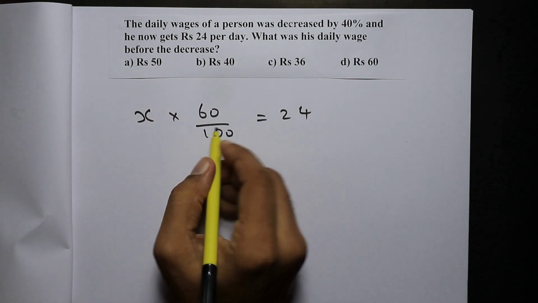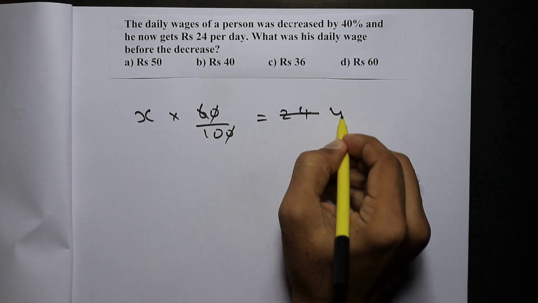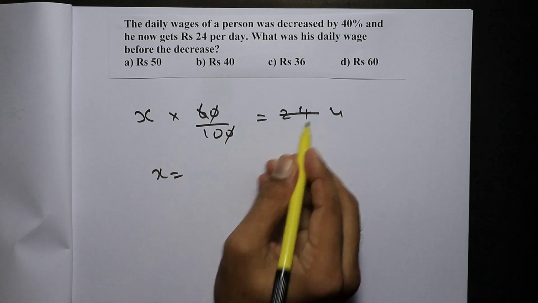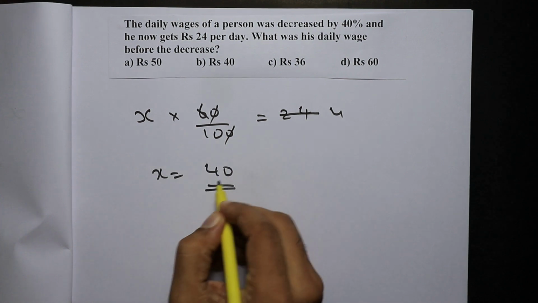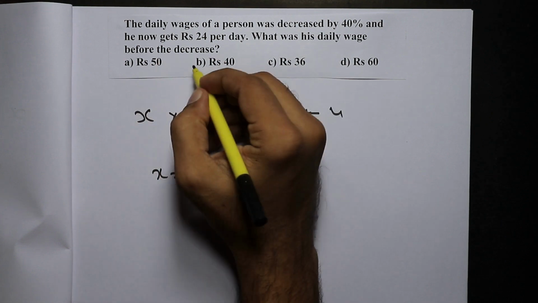Let us calculate the value of x. I'll cancel out the zeros here. 6 divides 24 four times. So x you will get as 10 into 4, rupees 40. So rupees 40 was the daily wage before the decrease, option B.